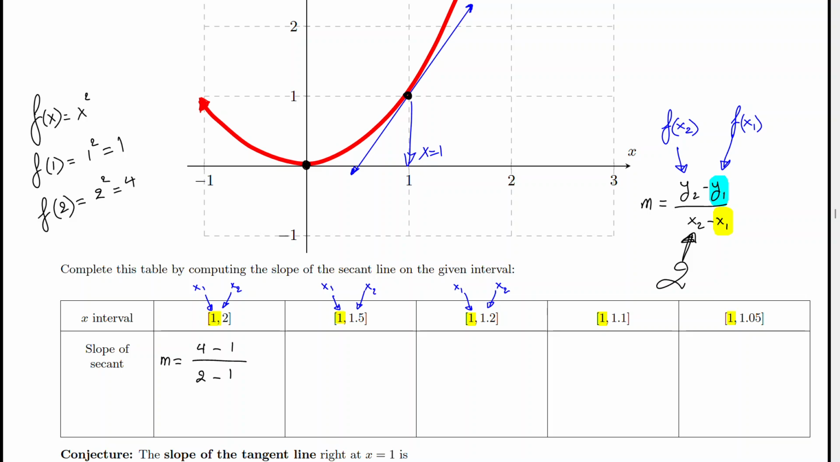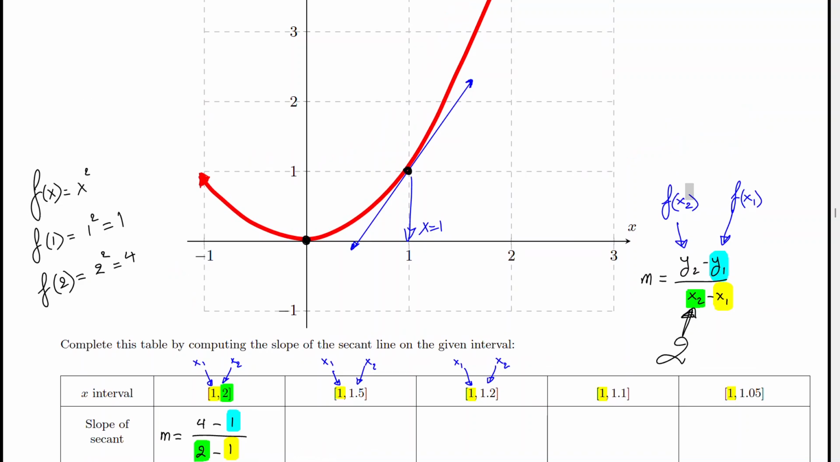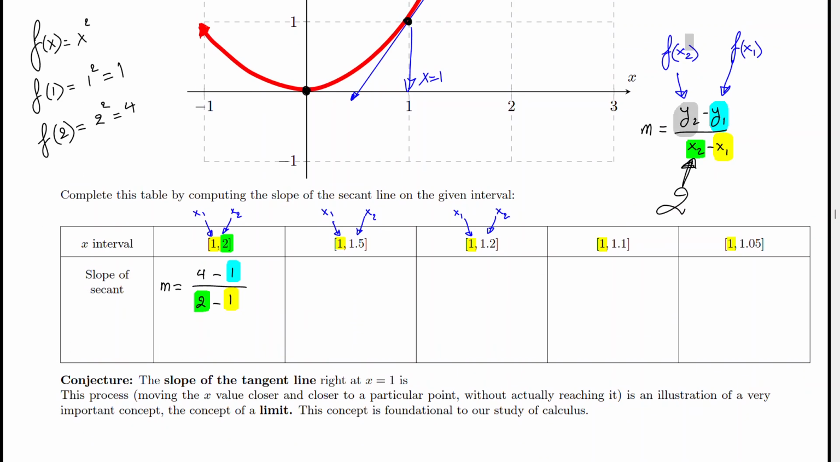So keep in mind that this number on the denominator, the 1, represents the x1. This number on the numerator represents the y1, and the x2 is going to be 2, and that's the number on the denominator. And finally, the y2 is going to be this value right here. So the y2 and the x2 will change every time we do this process. So in this case, m will be 4 minus 1, which is 3, divided by 2 minus 1, which is 1. So in other terms, m is equal to 3.